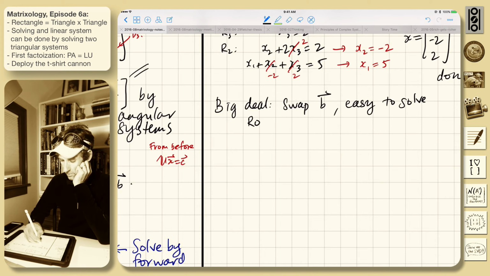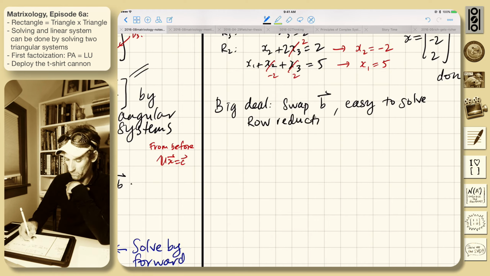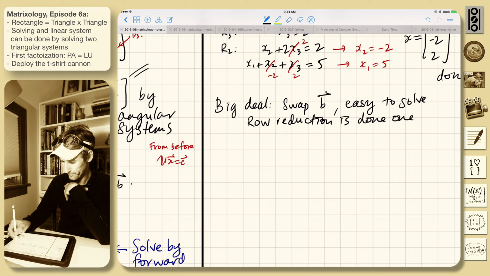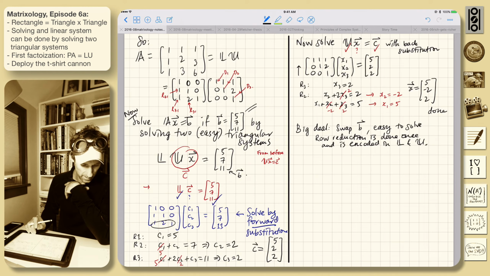Row reduction is, so that's if you have an A that's going to be preserved, right? Row reduction is done once. It's done once and is encoded in L and U. That is pretty awesome. Lots of good things there. We had a bit of a funny example, I guess, because of the pivots.